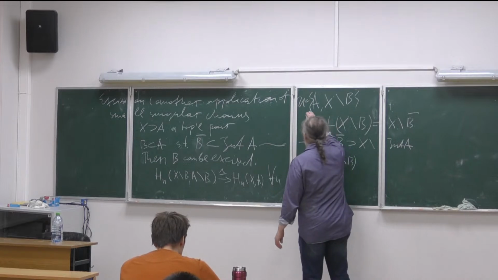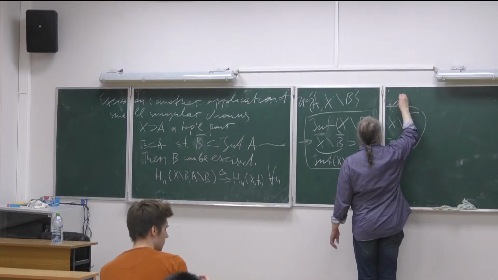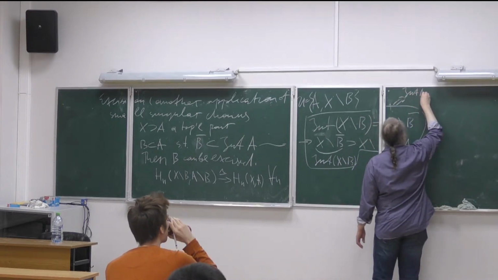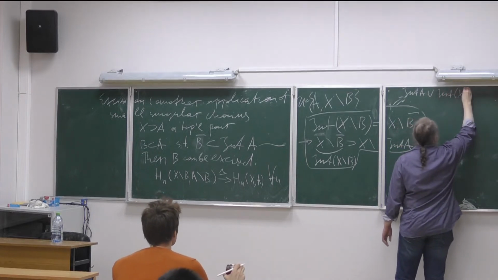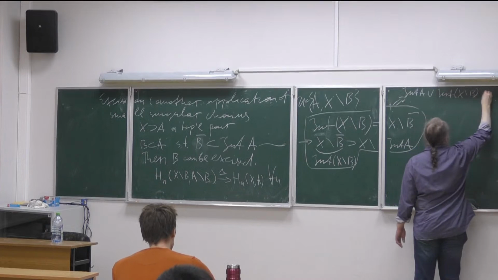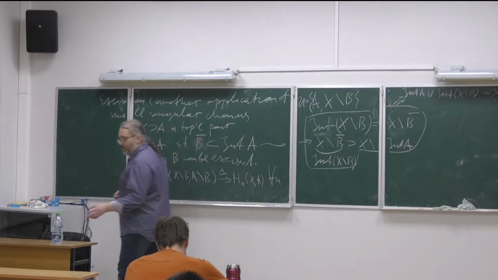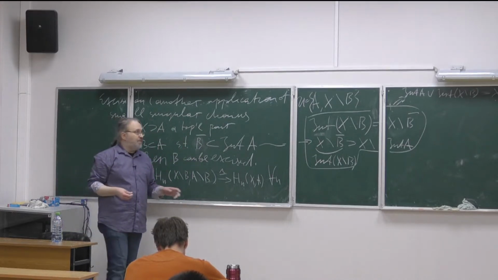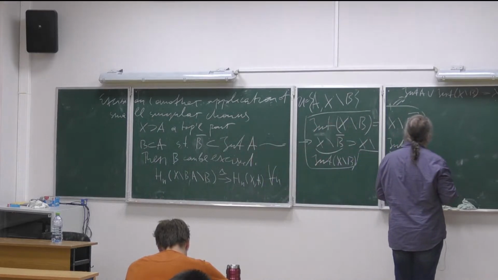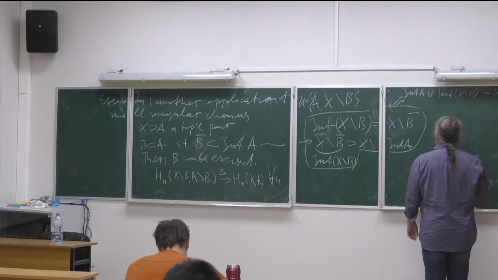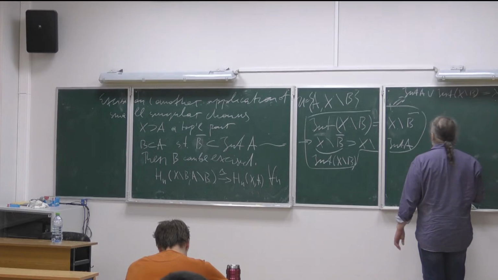So this thing shows that the interior of A union the interior of X minus B is the whole of X. So we are able to use the small chains argument. Well, let's see if it helps.